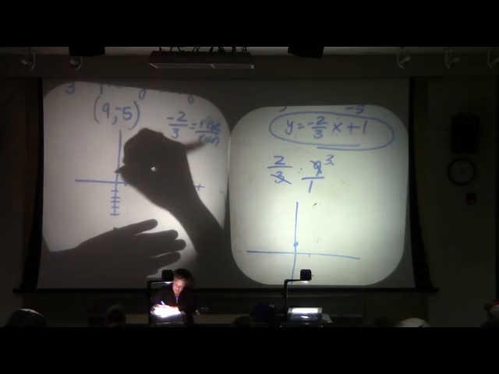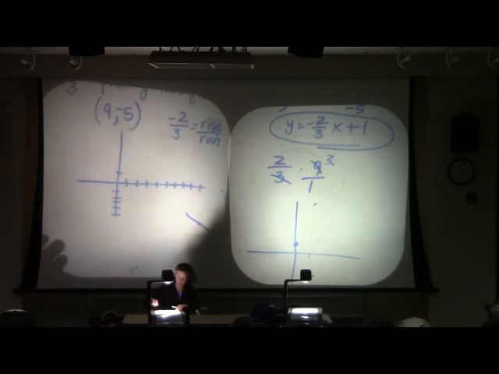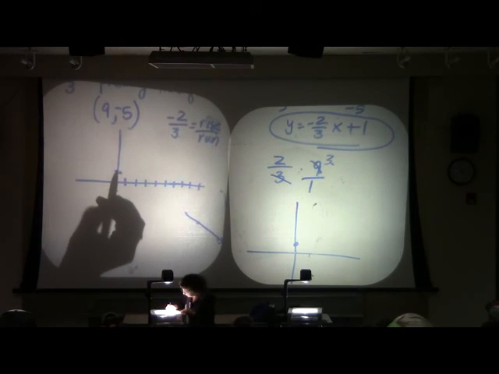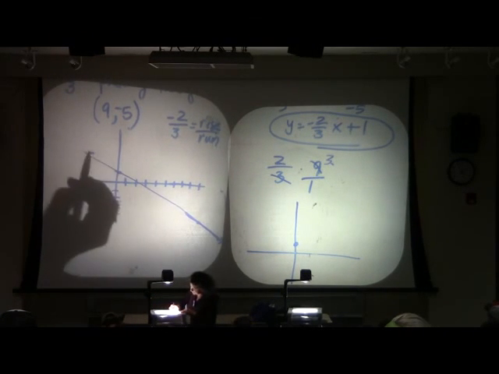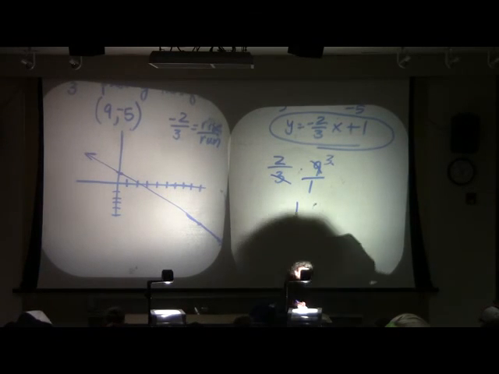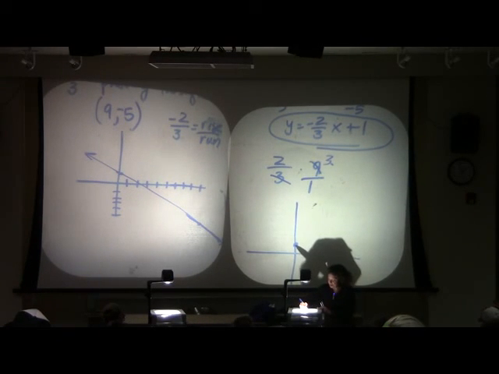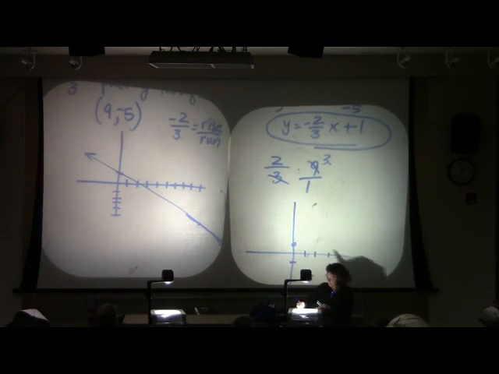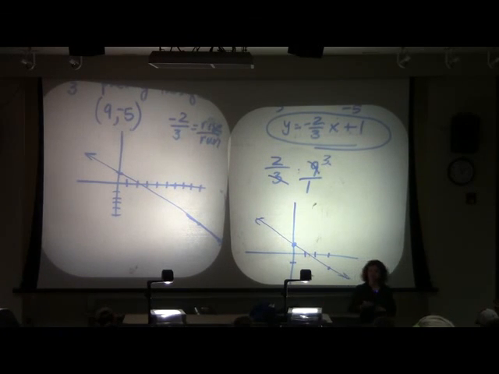And if we continued it, I swear it would go through your 1. If for no other reason, I'm going to make it so. But again, you could start here and go down 2 and over 3. You go down 1, 2, and over 3, and again, connect your dots. Are you guys okay with this stuff? All right then.